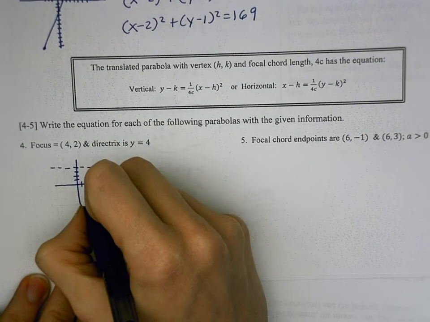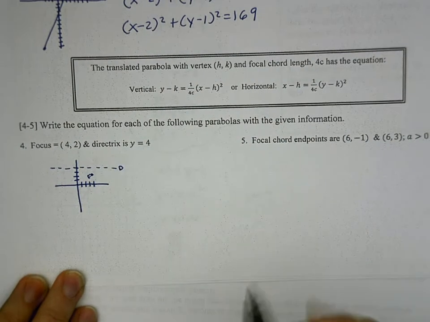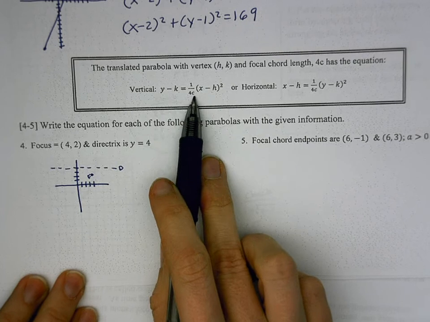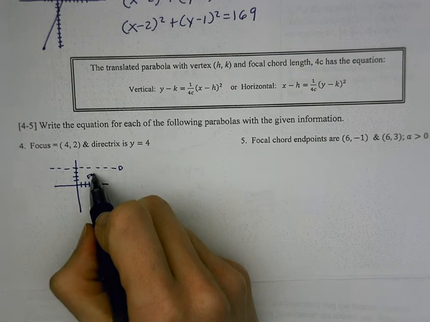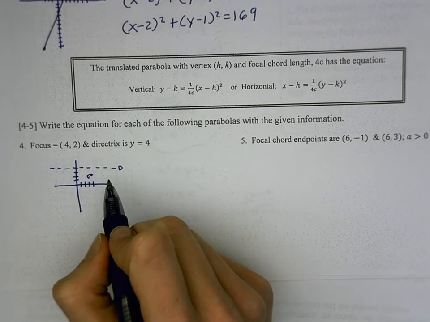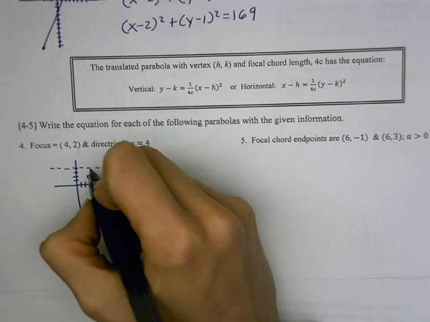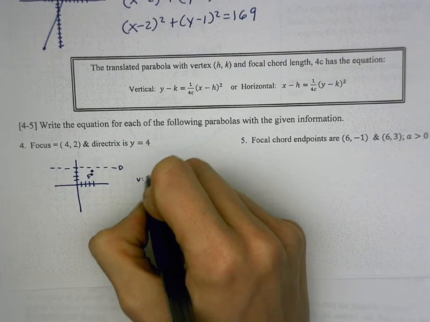Here's my focus, here's my directrix. And so then we need these pieces. We need our vertex, x, h, and we need our c, our distance from our focus to our vertex. Well, if this is where my focus is, this is where my directrix is, where's your vertex? Your vertex should be right in between. And so in this case, my vertex is at 4, 3.